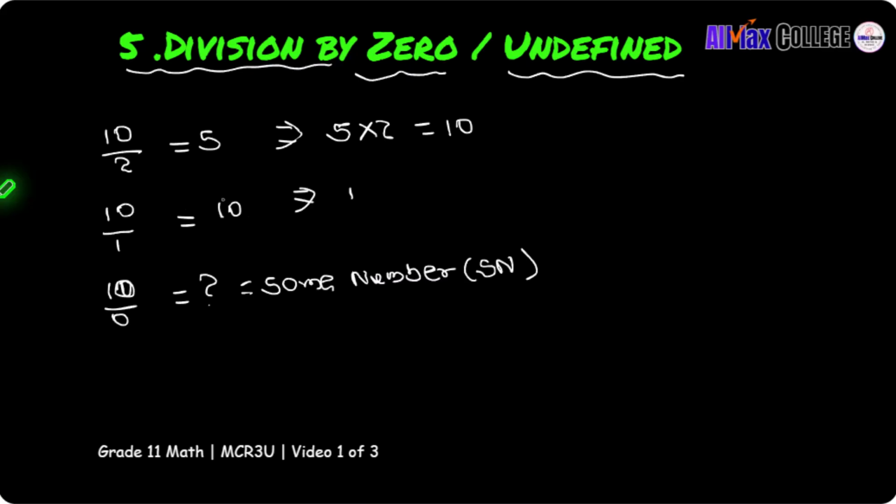And 10 divided by 1 is 10, and 10 times 1 is 10, right? So we can check division with multiplication.